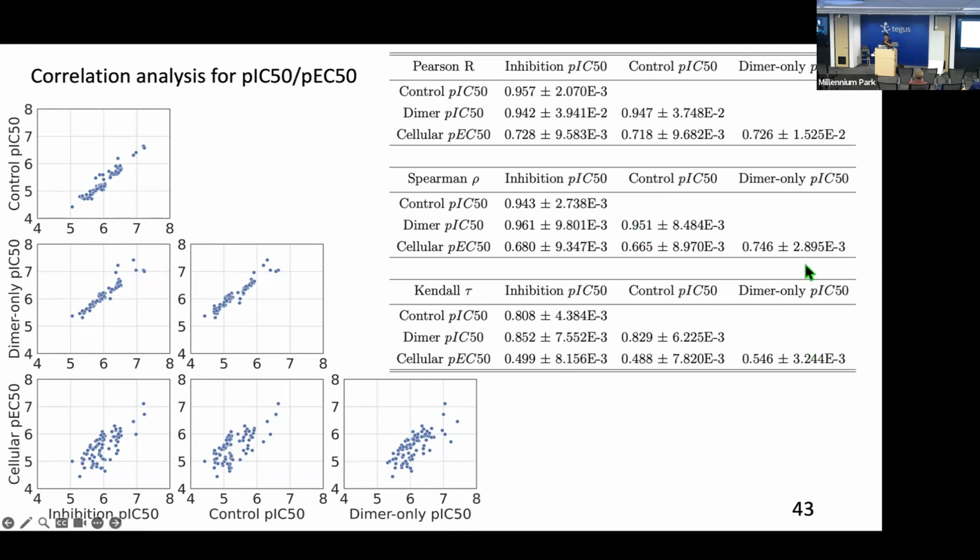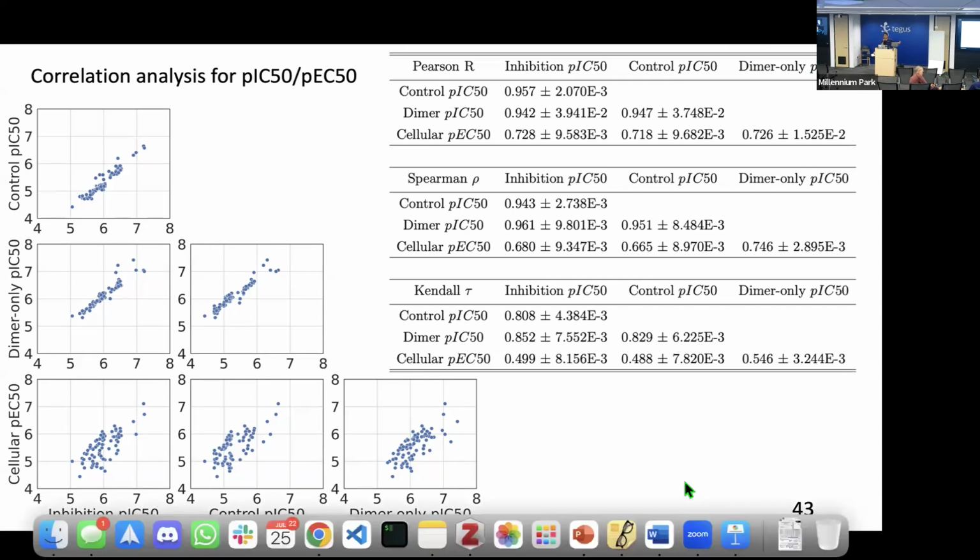But what we saw is that of all these correlation metrics, sorry, I can't see all the titles of this thing here. Let's see. Yeah, the inhibition pIC50 has a similar Pearson R compared to the dimer-only pIC50. So we didn't actually gain a ton with Pearson R, but we did get an improvement in the Spearman rho and Kendall tau, which are rank correlation metrics.